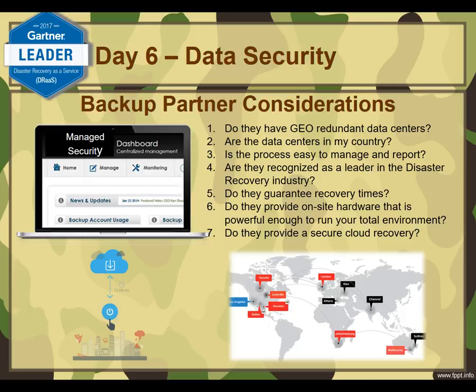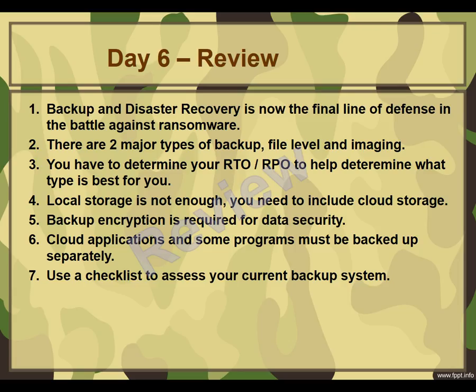Well, that's all we have at this time about data security and backup disaster recovery. Today we talked about how backup disaster recovery is now the final line of defense in your battle against ransomware. We talked about how it should be managed by a security team, not typically by your IT team. There are 2 major types of backup: file level backup and imaging. We talked about the differences, strengths, and weaknesses of each one. We talked about how to determine your RTO and RPO, your recovery time, and you have to consider that to make sure the backup system you choose is right for you.